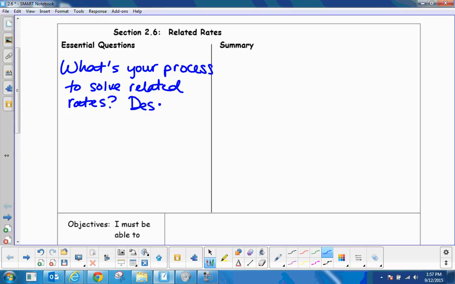Describe. Once you go through and you're working out the problems, you kind of figure out a system that works for you, write that down. What is your process to solve related rates?